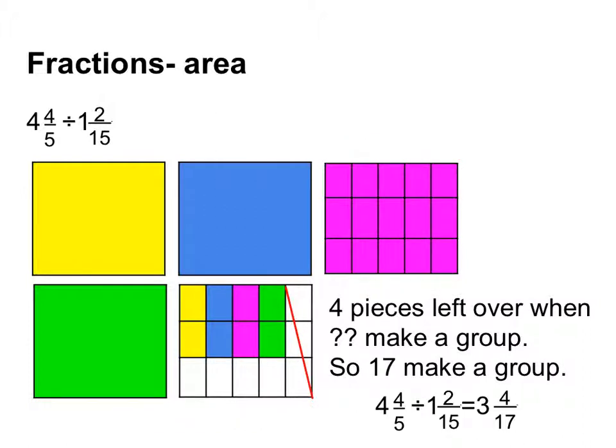So now my remainder was 4 pieces. 17 pieces make a group. My remainder is 4 17ths. So 4 4/5 divided by 1 2/15 is 3 4/17.